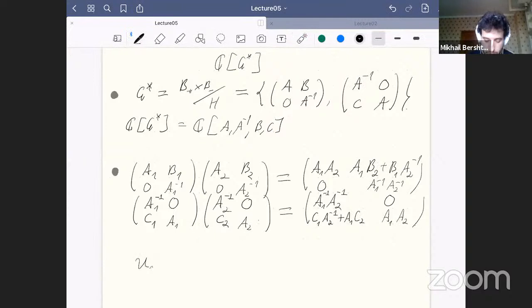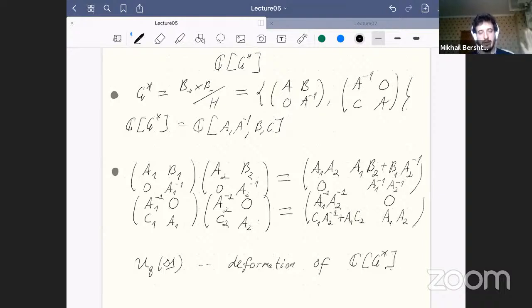So U_q of G is a deformation of C of G star. There are two ways to think about U_q of G. We either deform U of G, the universal enveloping algebra, or we deform the algebra of functions, but on the dual Poisson-Lie group.